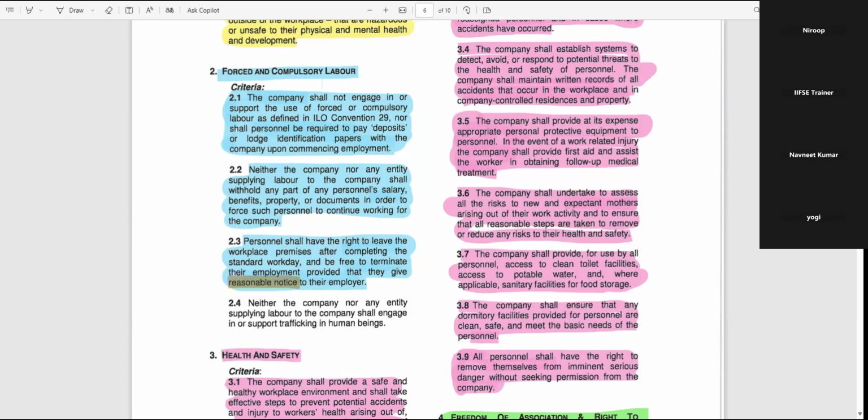All personnel shall have the right to remove themselves from imminent serious danger without seeking permission from the company. When you say imminent danger, it is nothing but a problem or hazard or khatara. So when he sees or finds any such situation, he can immediately escape, immediately go away from that hazard, और खतरे से हम लोग उधर से भाग सकते हैं बिना परमिशन का, और कंपनी से किसी का परमिशन लेने का जरूरत नहीं. If a fire happens, do we wait till the manager says yes, okay, now you can run, or immediately we'll run, right? Immediately we'll escape from that.